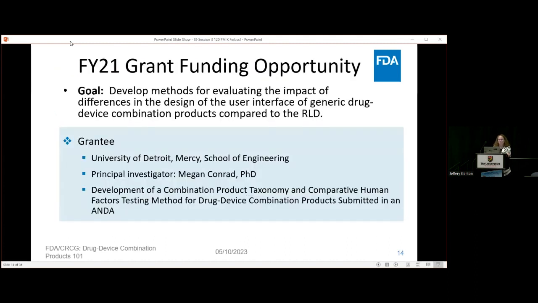So 2 years ago, we put out some requests for proposals for opportunities for grant funding. And I wanted to talk a little bit about the research that's ongoing right now with our grantee at University of Detroit Mercy School of Engineering. Our principal investigator is Megan Conrad, and what they are working on is developing a combination product taxonomy and comparative human factors testing method for drug device combination products submitted in an ANDA.